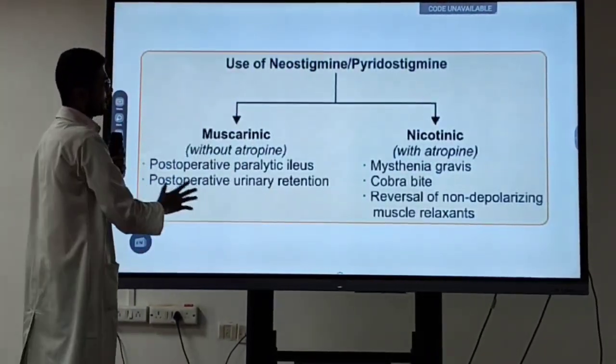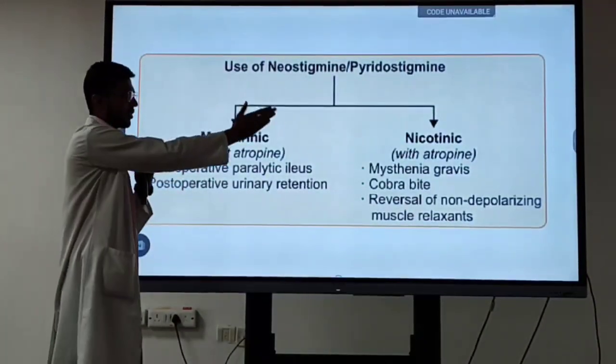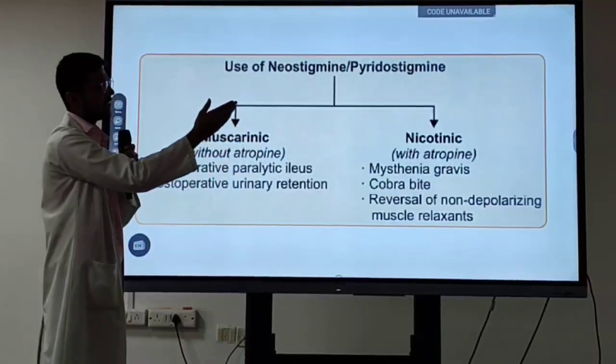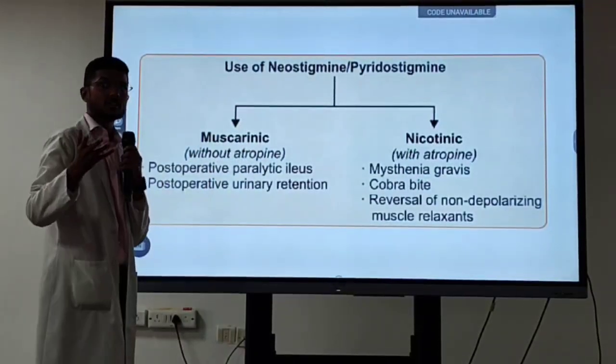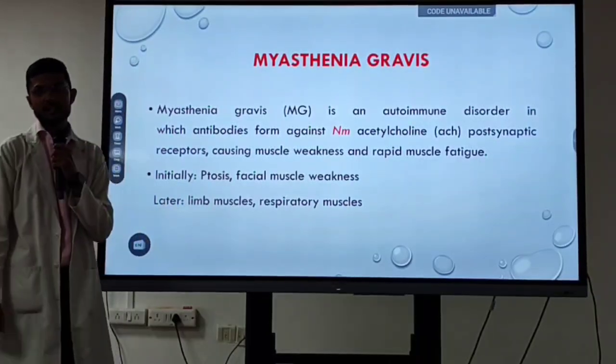In the next few minutes, you will get acclimatized with all these terms. What is post-operative paralytic ileus? What is myasthenia gravis? Cobra bite? How are muscle relaxants reversed? Everything. Let's start with myasthenia gravis.